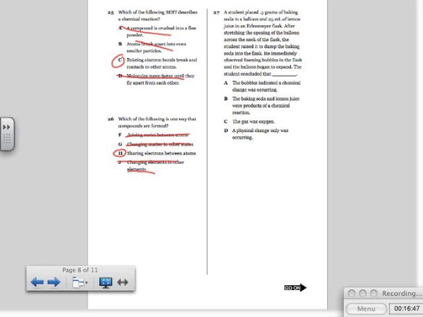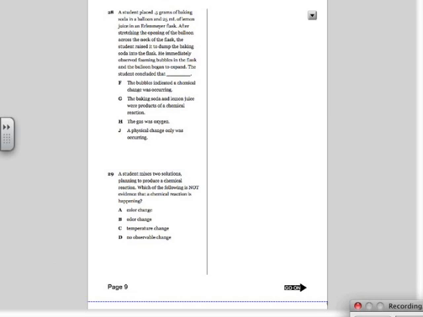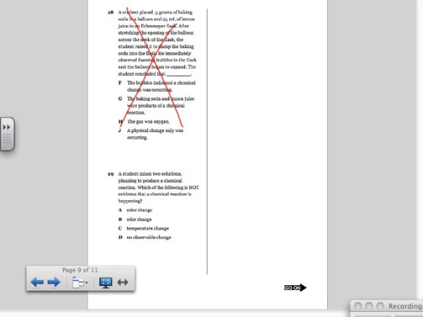A student places 0.5 grams of baking soda in a balloon and 25 milliliters of lemon juice in an Erlenmeyer flask. After stretching the opening of the balloon across the neck of the flask, the student raised it to dump the baking soda into the flask. He immediately observed forming bubbles in the flask, and the balloon began to expand. The student concluded that A, the bubbles indicated a chemical change was occurring. It's forming a gas. Question 28 says, a student placed 0.5 grams of baking soda in a balloon and 25 milliliters of lemon juice. And that's a repeat question, so we already went over that a minute ago, so we'll ignore that one.